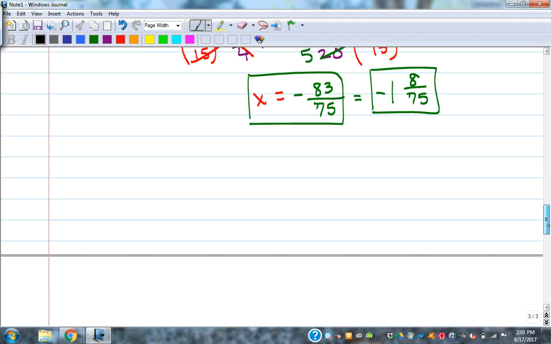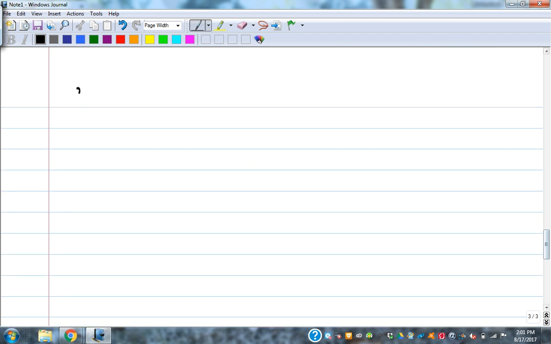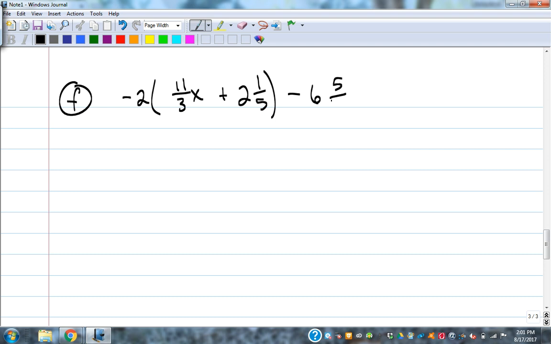What are we on? F. Yeah. F. Let's do this. Negative 2 parentheses 11 over 3x plus 2 1/5 minus 6 5/6 x equals 10 3/5. Woo! Lots of fractions.